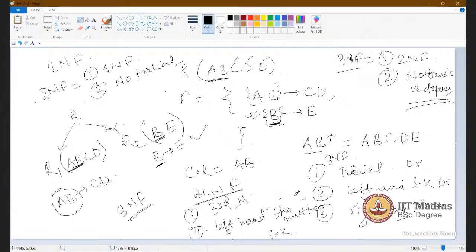Right. So it is clear to you, right? How we can decompose it into third normal form. It is clear to everyone, right? Yes, sir. Okay.